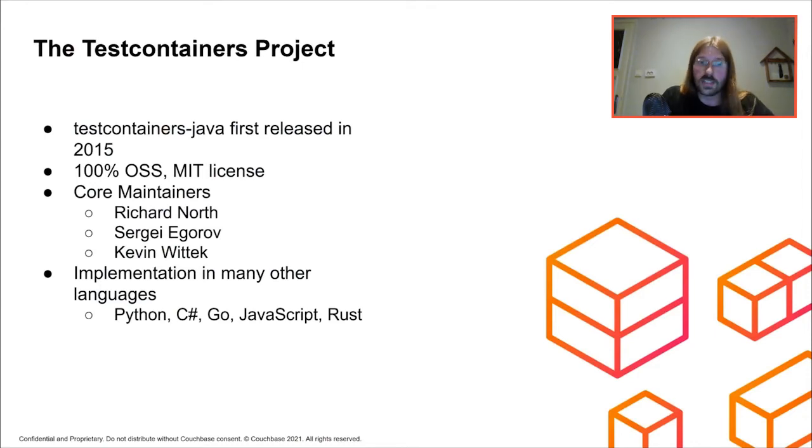And in addition to the Testcontainers Java version, which is by far the biggest, most used, and most stable feature complete version, we have different implementations in other languages, such as Python, C#, Go, JavaScript, Rust, and they don't share actually any code with the Testcontainers Java version, but they try to align themselves with the same philosophies and the same concept, the same approaches.